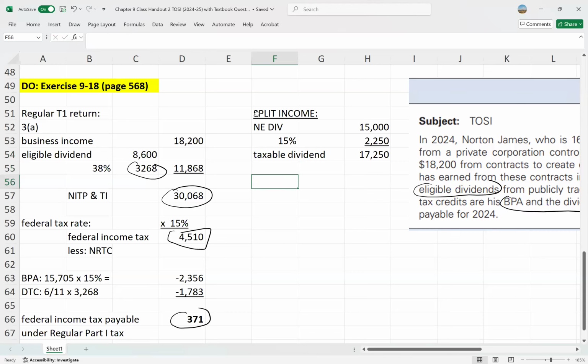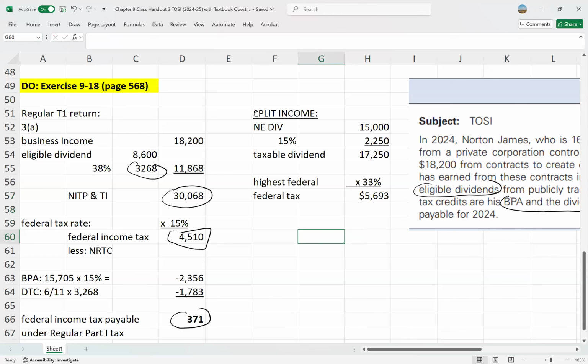We're going to be taxed at the highest federal and provincial rate, but we're not going to worry about the provincial in our calculation here. So we'll just multiply this by the highest federal rate. There will be provincial tax as well. And so the federal tax will be 17,250 times 33%. We're just going to round to the nearest dollar, 5,693.